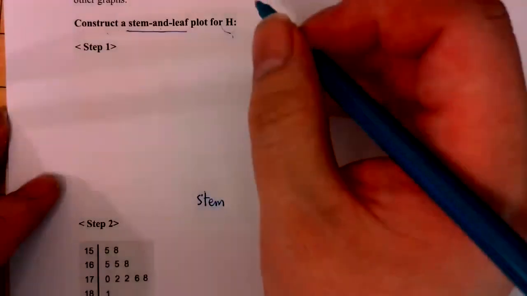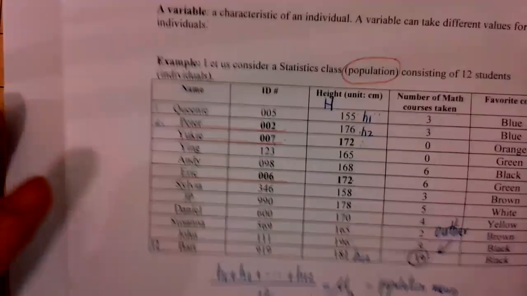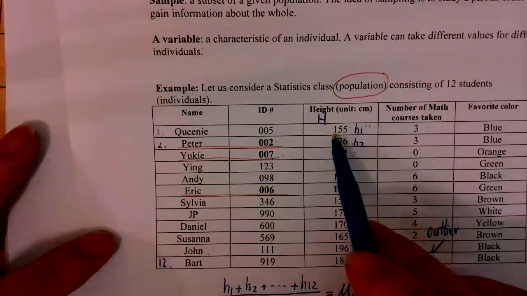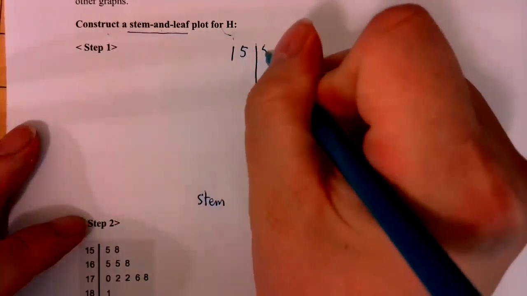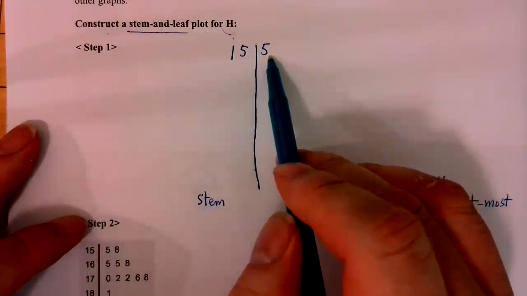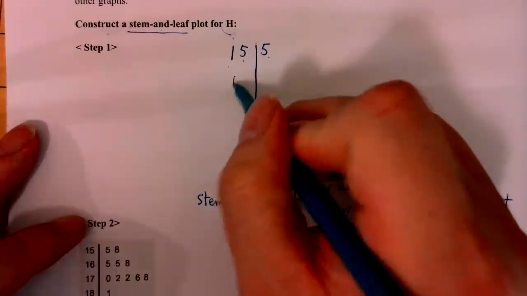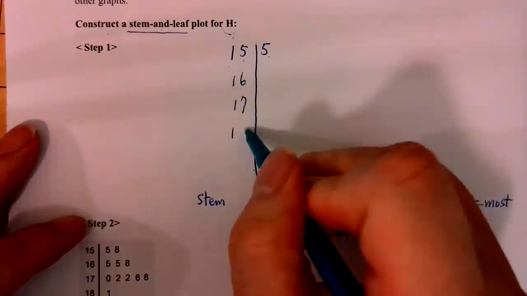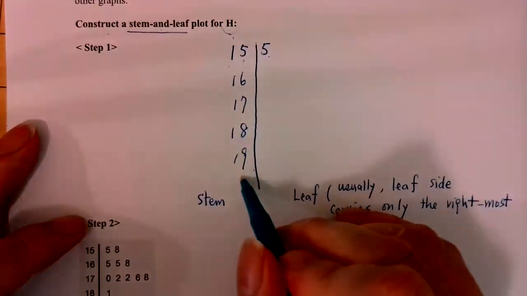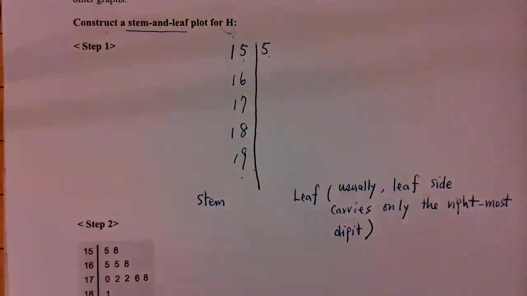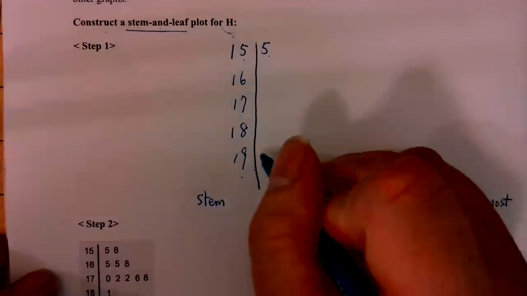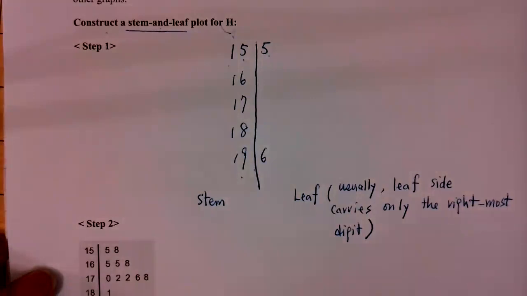And remember, the shortest student in the class was Queenie. Queenie was 155. So 155. I only leave the rightmost digit on the leaf side, okay? And then 150, 160, 170, 180, 190. Stop. Why stop here? Because I know the tallest guy was John. John was 196. Okay? And next one.